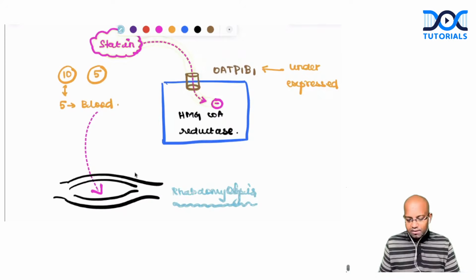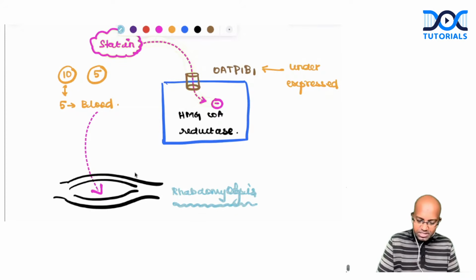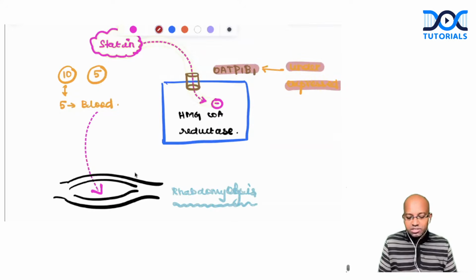So now a famous question, what is the million-dollar question? Which patients are more prone to land up in statin-induced rhabdomyolysis? Which patients are more prone? These patients who have underexpression of the OATP1B1 gene are more prone to land up in statin-induced rhabdomyolysis.